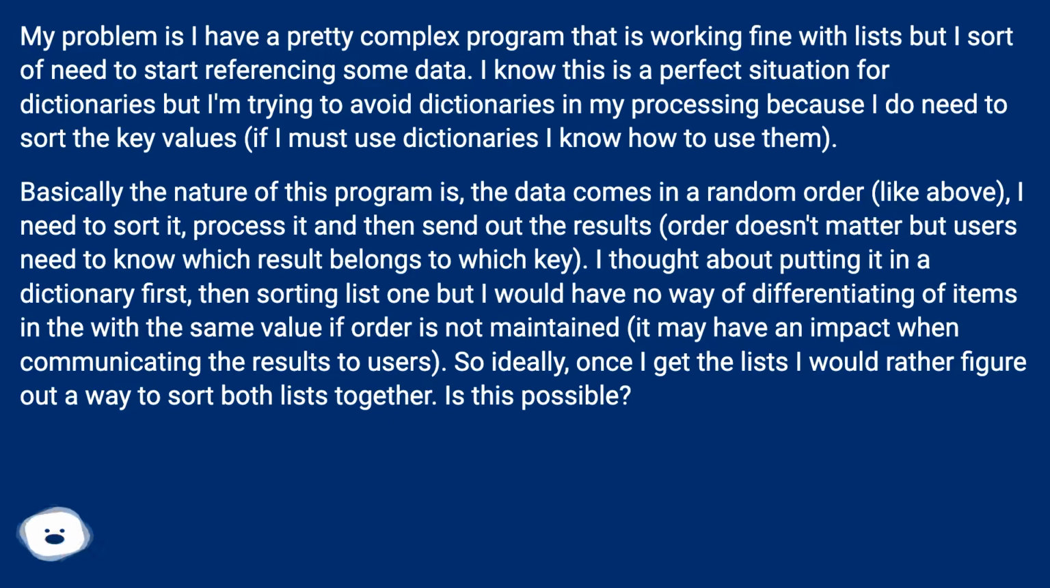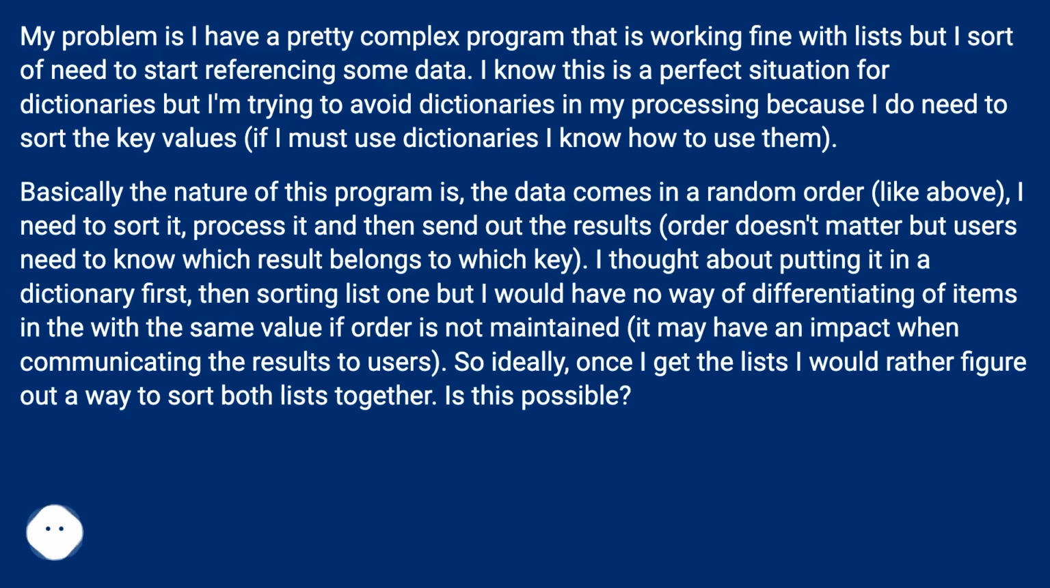Basically, the nature of this program is the data comes in a random order like above. I need to sort it, process it, and then send out the results. Order doesn't matter, but users need to know which result belongs to which key. I thought about putting it in a dictionary first, then sorting list 1, but I would have no way of differentiating items with the same value. If order is not maintained, it may have an impact when communicating the results to users.